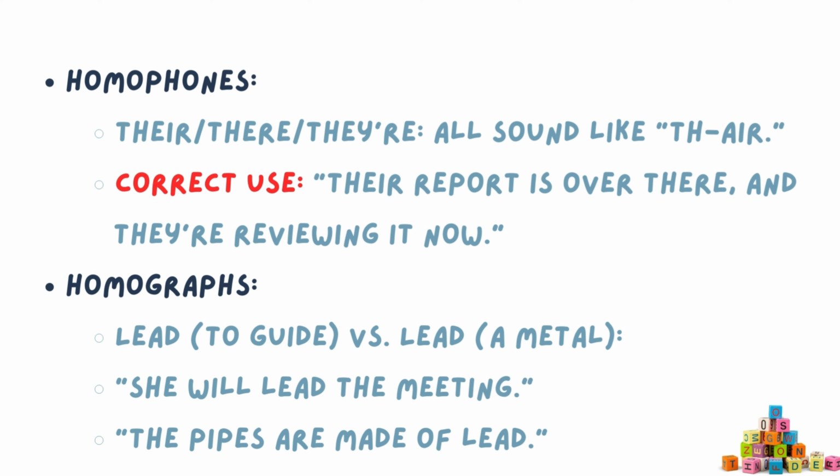Let's dive deeper. English is full of homophones, words that sound the same but have different meanings, and homographs, words that are spelled the same but have different meanings. For example, homophones, there, or there. They all sound like there. Correct use is the following. Their report is over there and they're reviewing it now. Look at a homograph. Lead, to guide, versus lead, the metal. She will lead the meeting, but the pipes are made of lead.